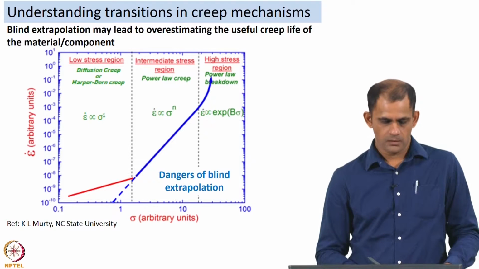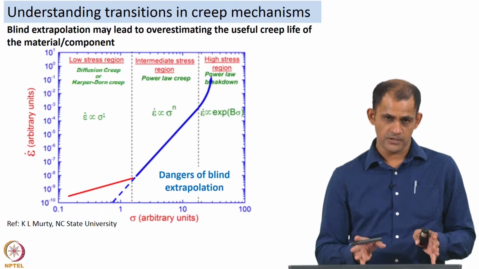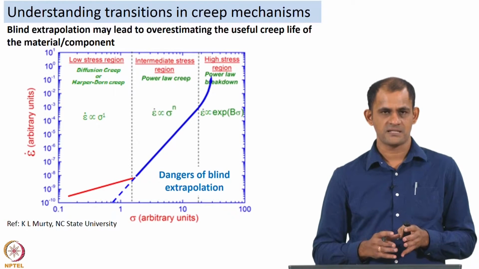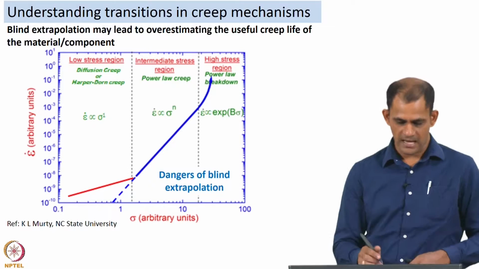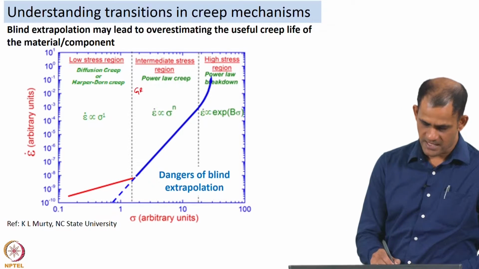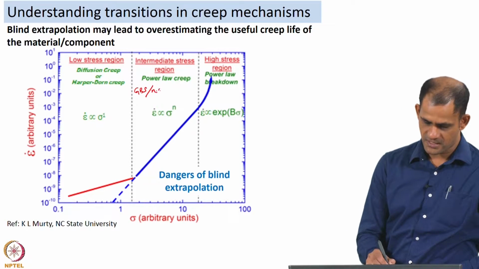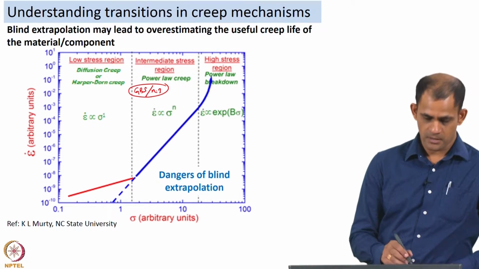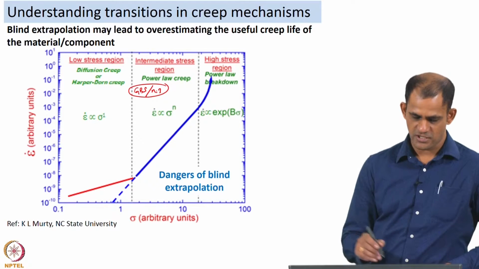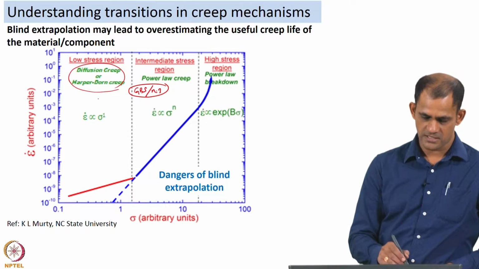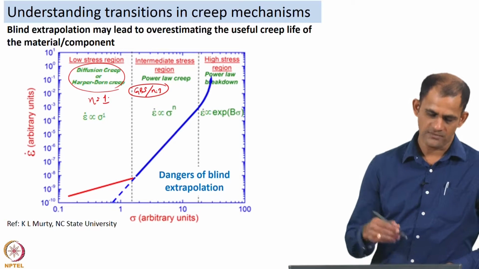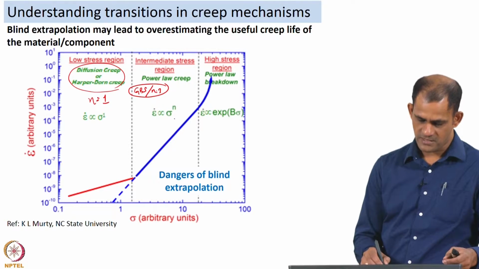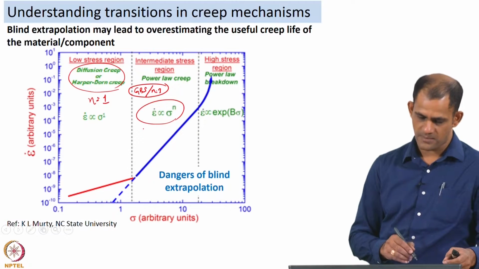This particular graph is basically summarizing the different types of deformation mechanisms that one could expect. Of course, I have ignored grain boundary sliding and viscous creep in this slide, but let us talk about the low stress region, intermediate stress region and high stress region. In the low stress region, that is n equal to 1, you have either diffusion creep or Harper-Dorn creep as the rate controlling mechanism, and then we said epsilon dot is proportional to sigma to the power n.